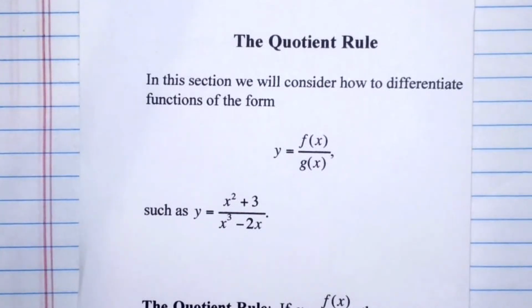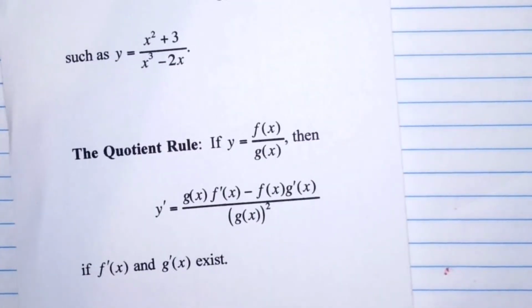Now we're going to look at the quotient rule, which tells you how to differentiate a quotient of two functions, f of x divided by g of x, something like x squared plus 3 divided by x cubed minus 2x. And here is the statement of the quotient rule.